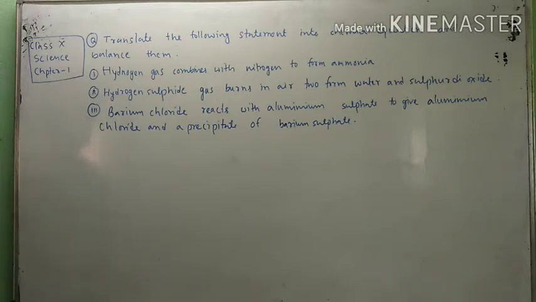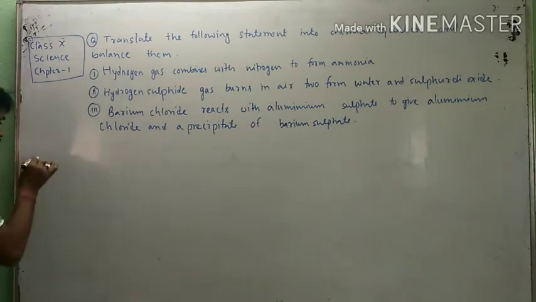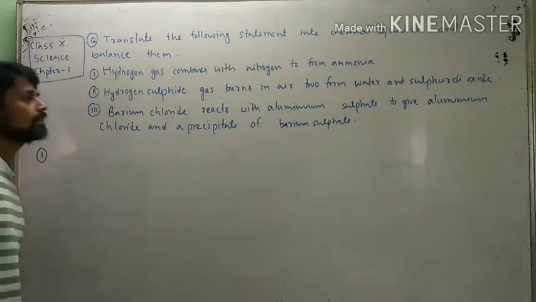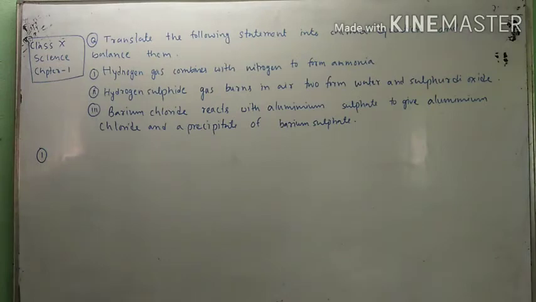So let us first see the translation. Here we have to translate the word equation or the sentences to an equation. So let us take question number 1. What is given? Hydrogen gas combines with nitrogen to form ammonia.